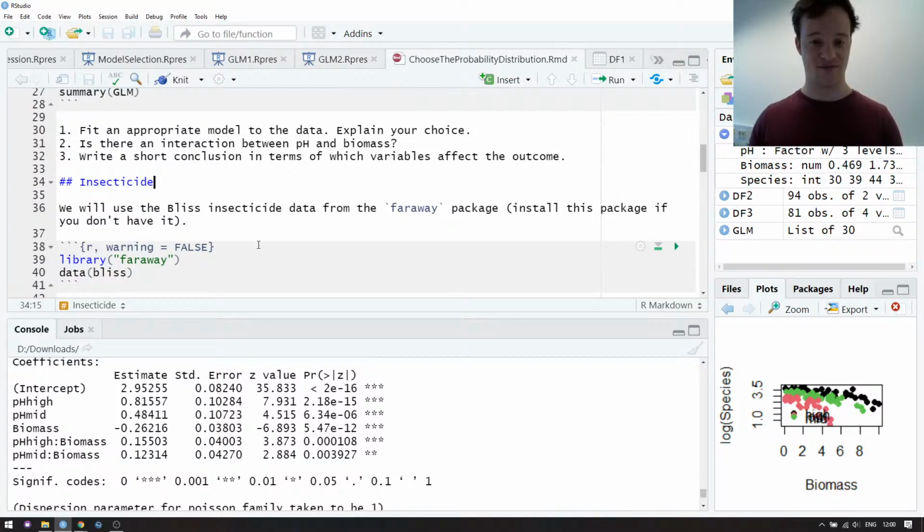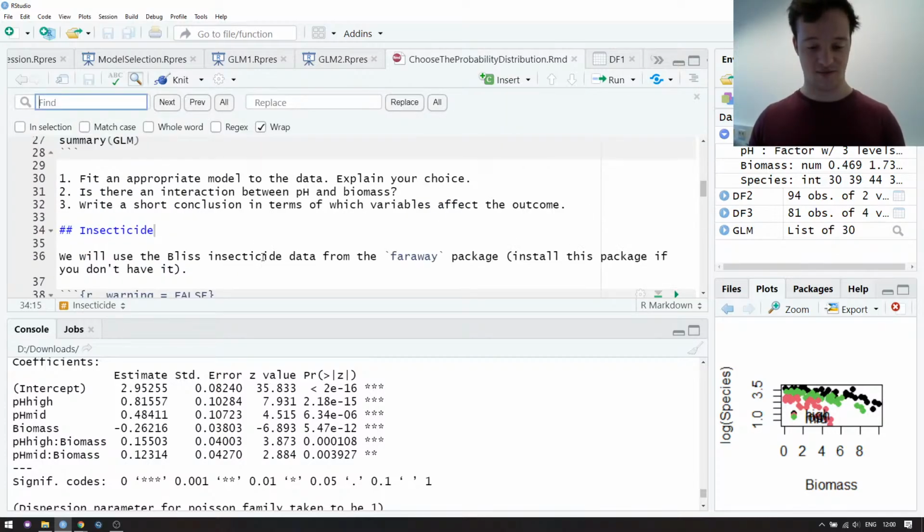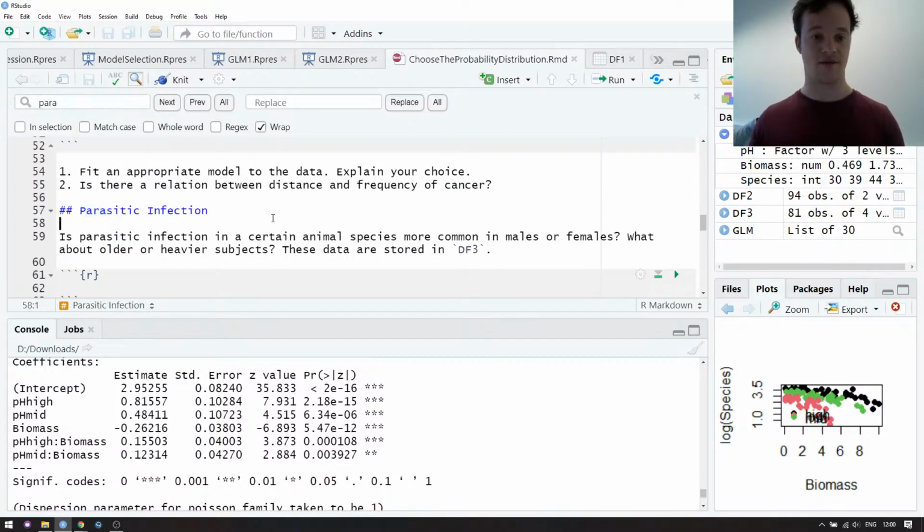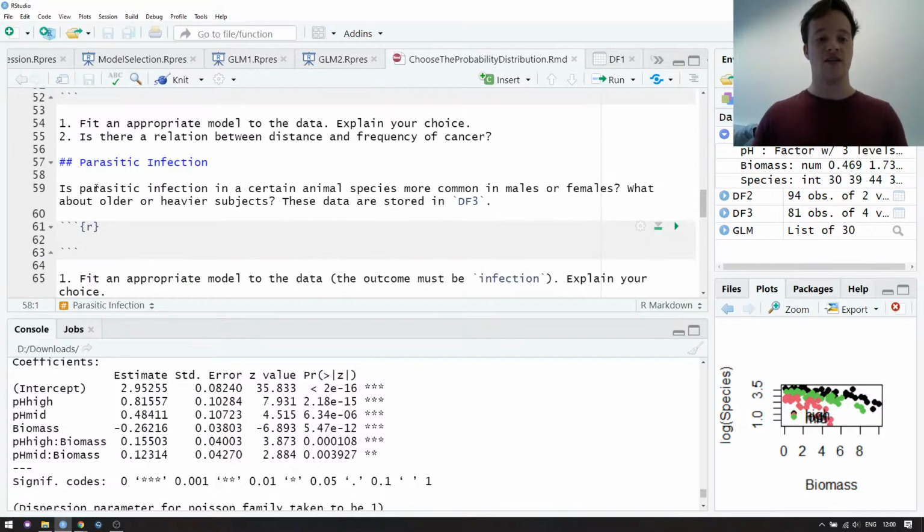I don't know which one that is, so let me look at parasites. Oh yeah, there we are. Parasitic infection. Okay. Is parasitic infection in a certain animal species more common in males or females? What about older or heavier subjects? And the data are stored in DF3. Okay, now I'm actually going to do it in the right order.